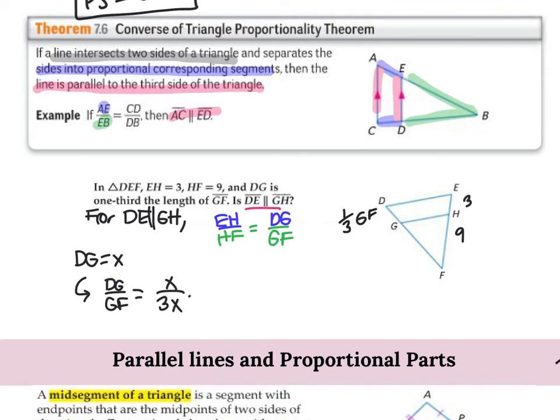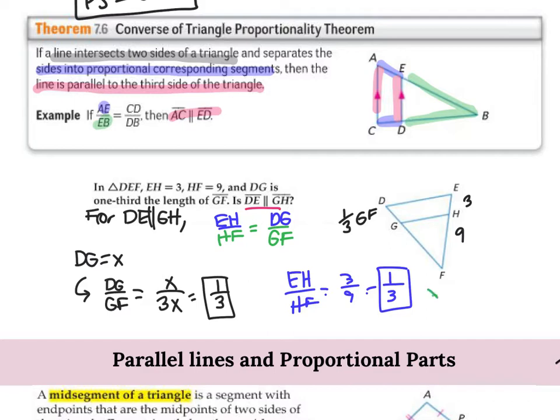All right, so breaking this down, we get a ratio of 1/3 for DG to GF. And then looking at our other side, EH over HF would be 3/9, okay, which reduces to 1/3. So, since all of our segments are proportional, we can say that DE and GH are parallel.